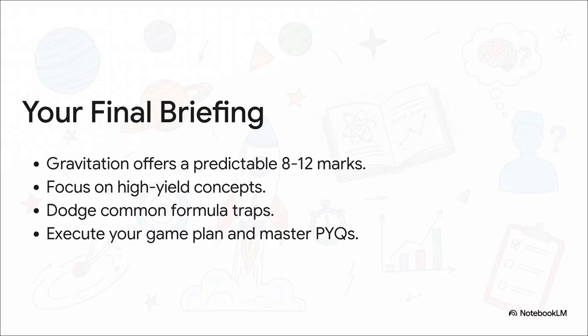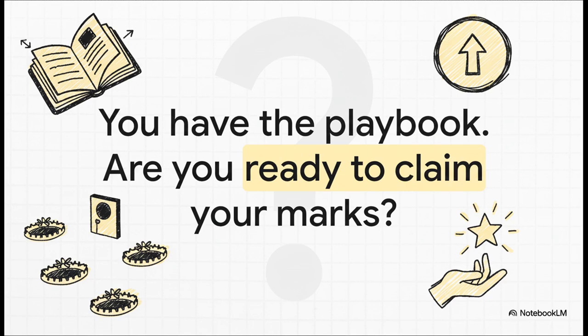All right, let's wrap this up with your final briefing. Gravitation is a predictable source of 8 to 12 marks. Don't leave them on the table. Focus your energy on those high-yield topics we covered. Be hyper-aware of the common traps we just disarmed, and execute your 4-step game plan with a special focus on those PYQs. You now have the complete playbook to conquer this chapter.